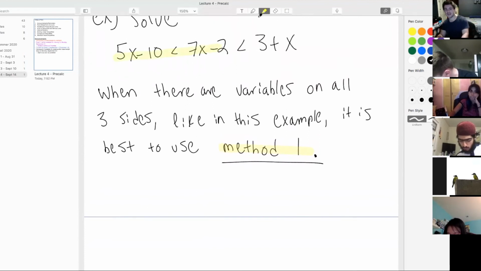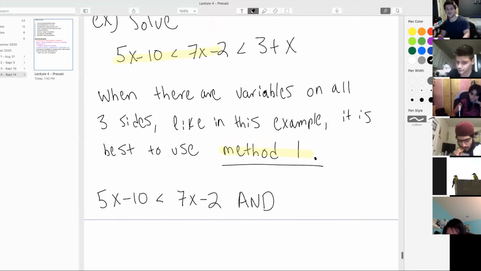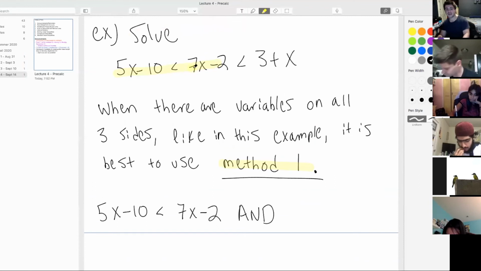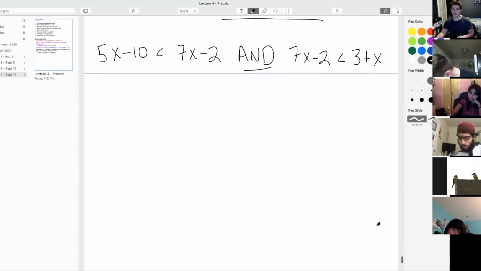5x minus 10 is less than 7x minus 2. And the second one that we solve is 7x minus 2 is less than 3 plus x. Okay, so we just need to solve both of these inequalities, and that's it.